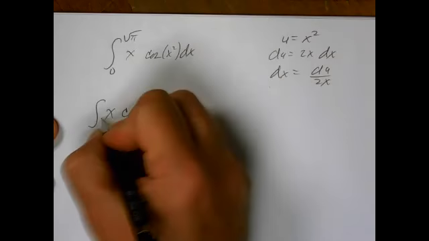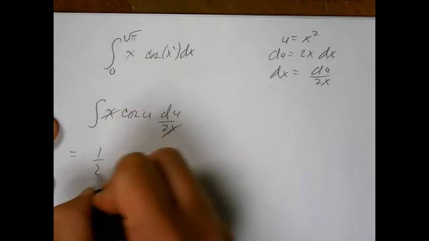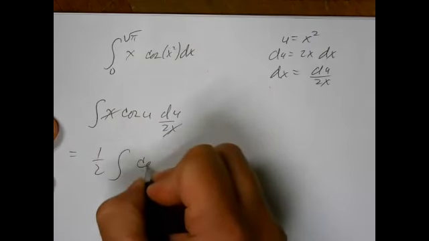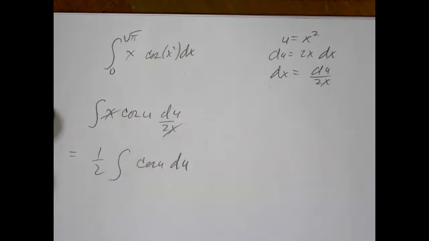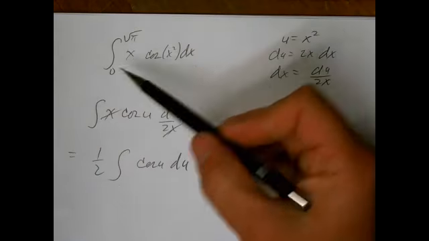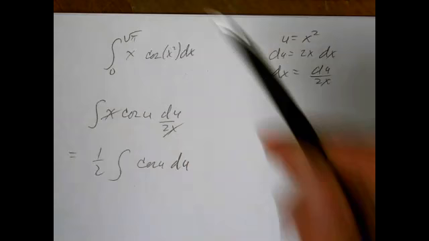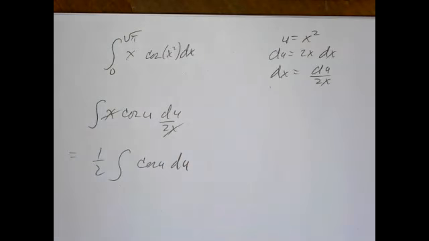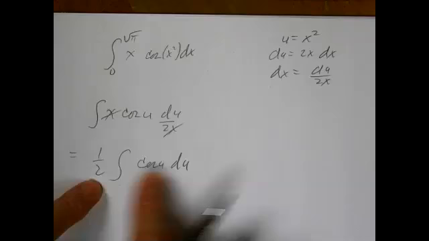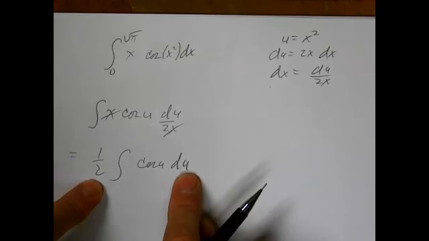The x's cancel. 1/2 goes out front, and we get the integral of cosine of u du. The reason I left off those limits of integration is because the 0 and the square root of pi are limits of integration for x and x only.